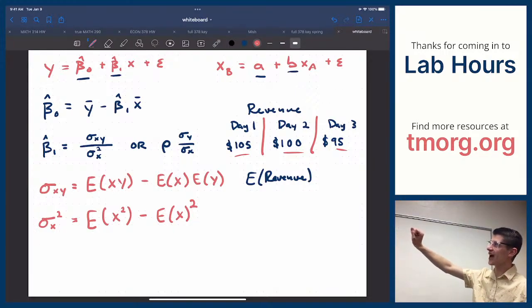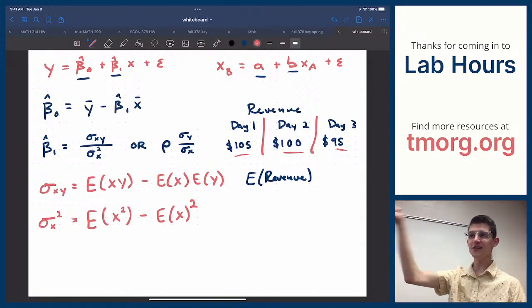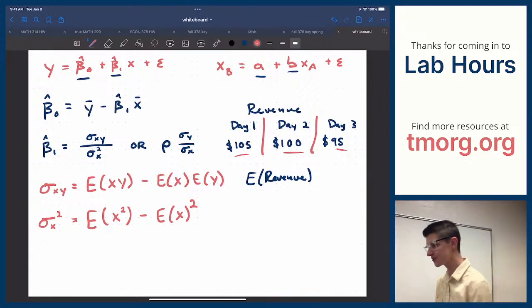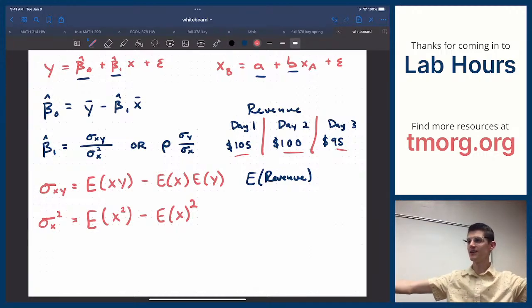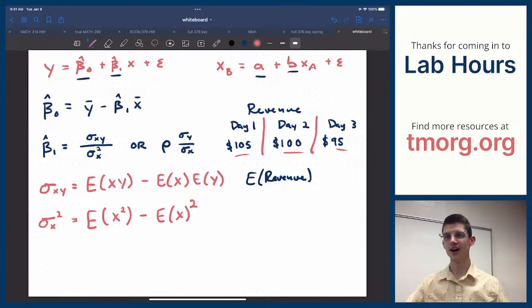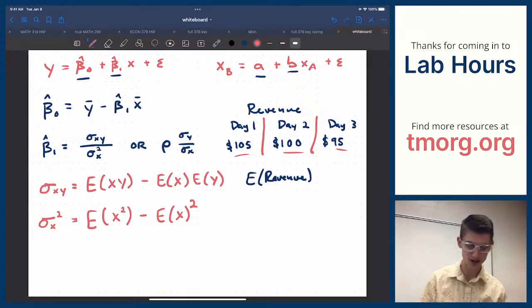If you have 3 days, what is the individual likelihood, if I took those 3 days and put them in a hat, what's the chance of pulling day 2? It's a third, all right? If I've got 7 days and I throw them into a hat, the chance of pulling each one out is 1/7.